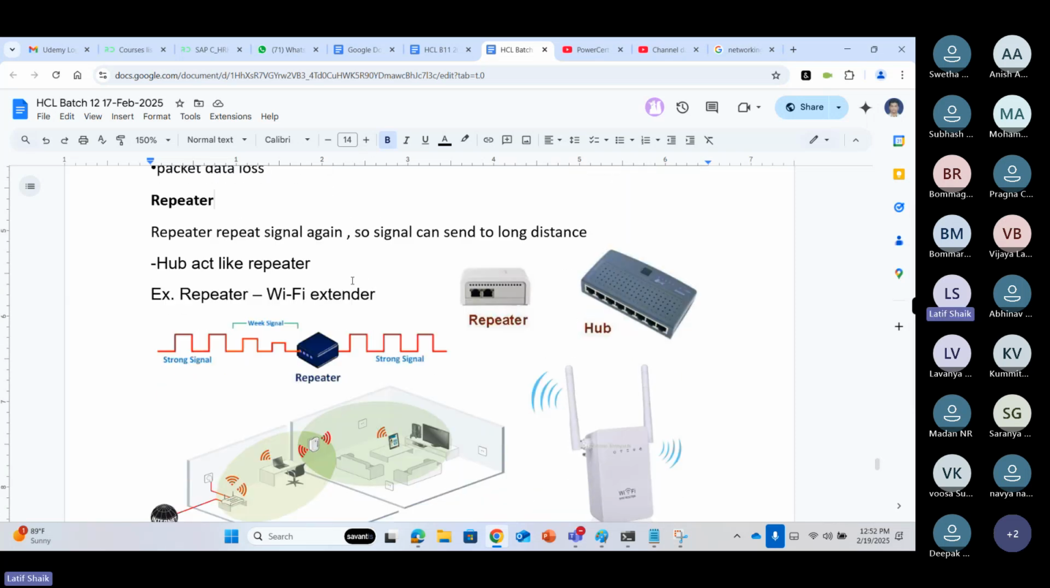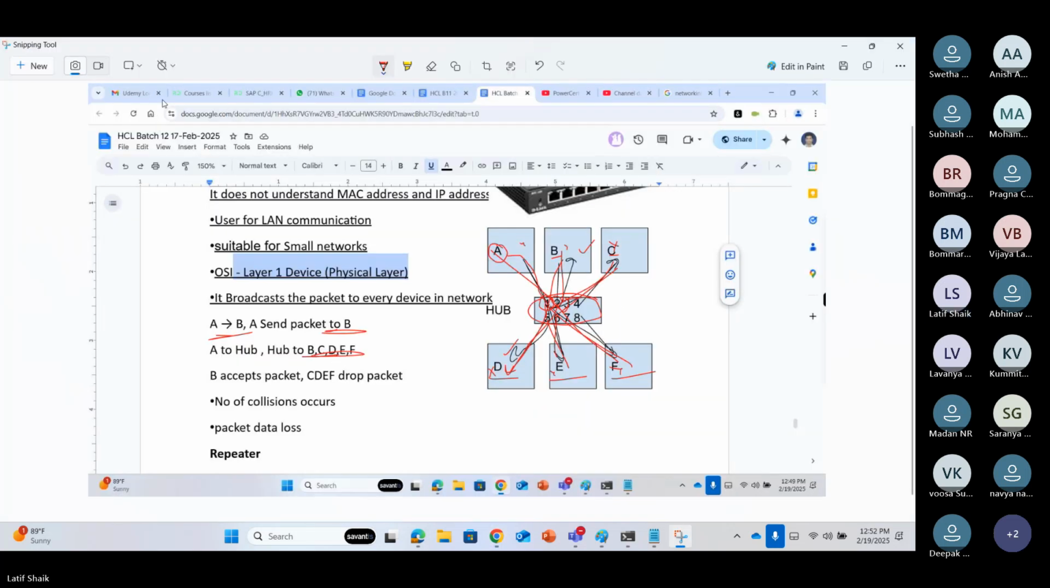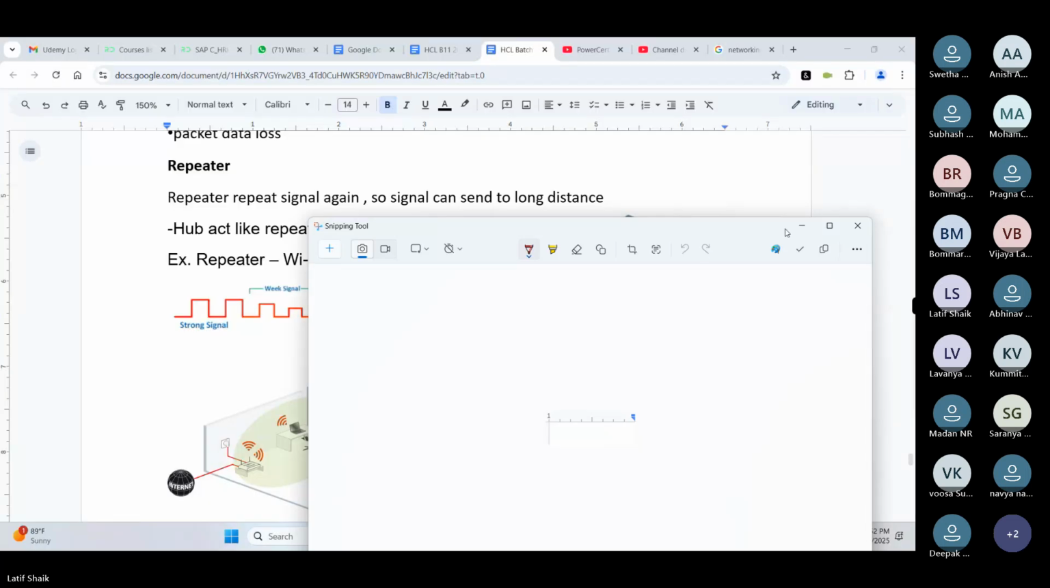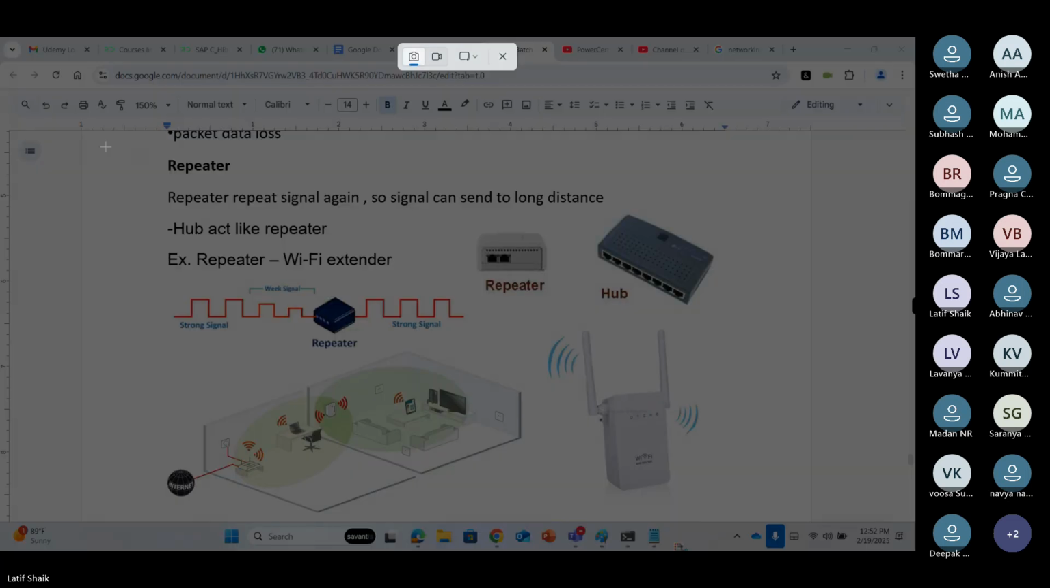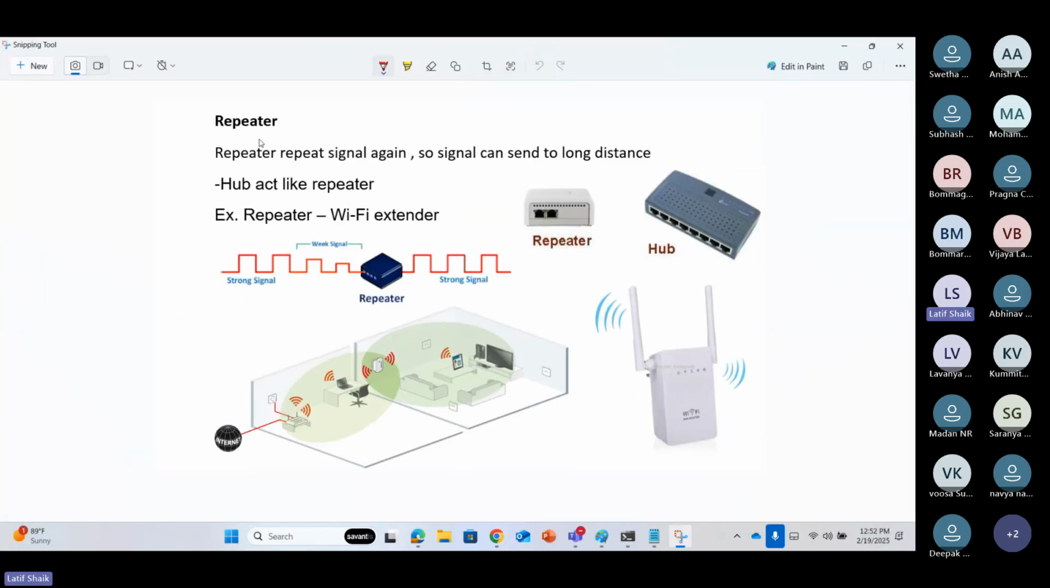Next is the repeater. What is a repeater? A repeater repeats the signal. See, this is the incoming signal.